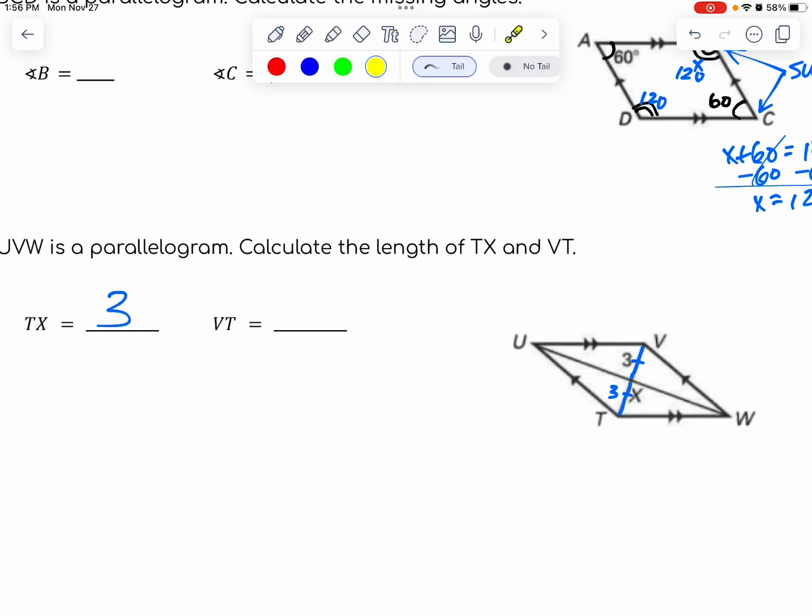And the last one, V and T. Here's V and here's T. So all the way 3 plus 3 more makes 6. Beautiful, you guys. Those are properties of parallelograms.